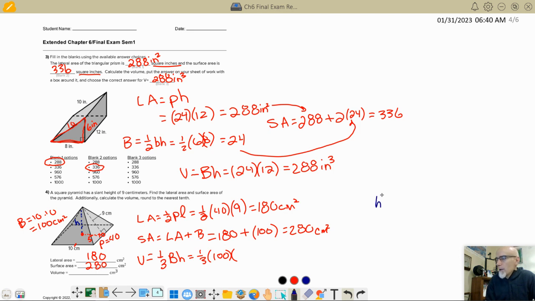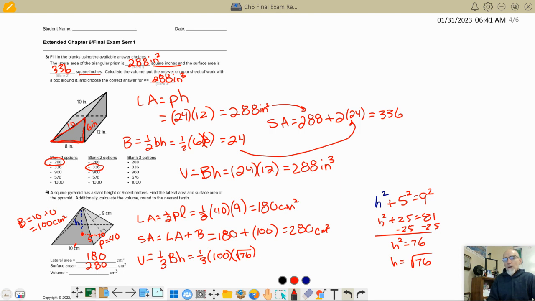H squared plus, oh, I switched to red, plus, let's see, it's h squared plus 5 squared equals 9 squared. Pythagorean theorem, right? Leg squared plus leg squared equals hypotenuse squared. So I get h squared plus 25 equals 81. I subtract 25 from both sides, and I get h squared equals 76. I take the square root of both sides, and I get square root of 76. That's going to go right here, square root of 76.